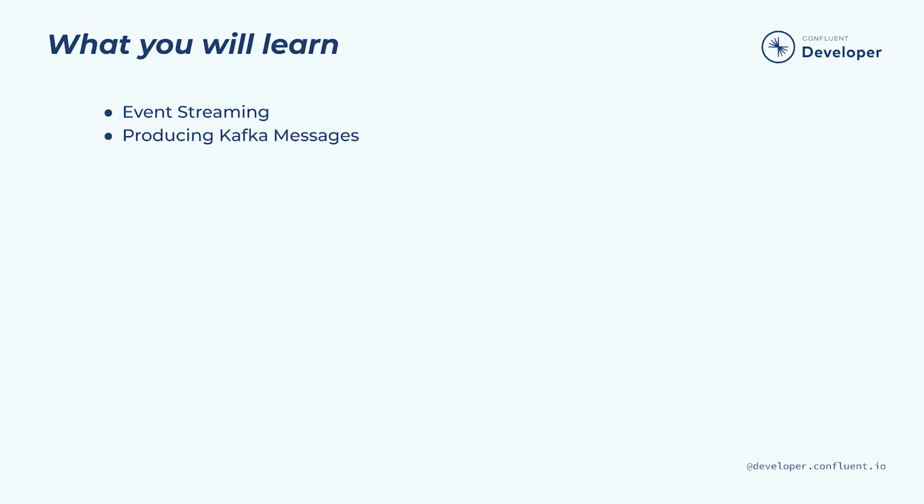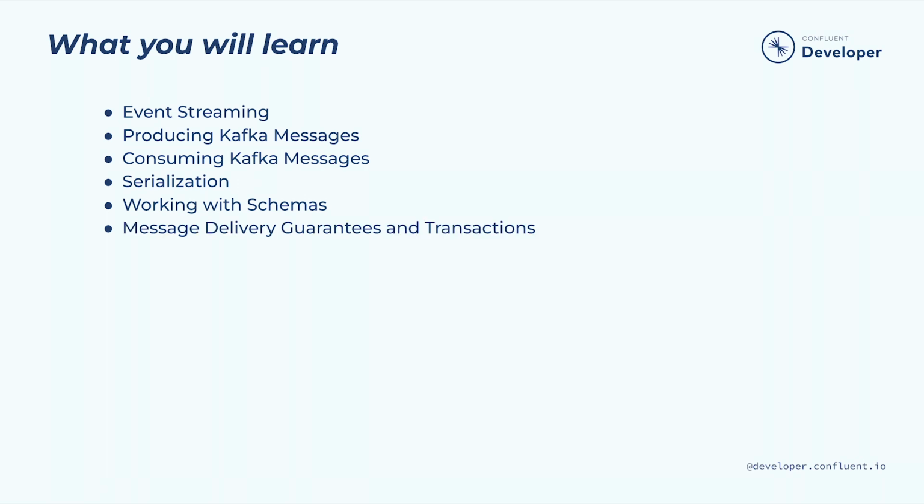From there, we move on to producing some messages from a simple ASP.NET microservice into Kafka. We'll also implement a second microservice that will consume those messages as they arrive. Along the way, we'll be looking at how to serialize messages and tie them to a schema. Critically, we'll be taking a deeper look at message delivery guarantees and transactions so that you can be confident that your messages behave the way you expect.